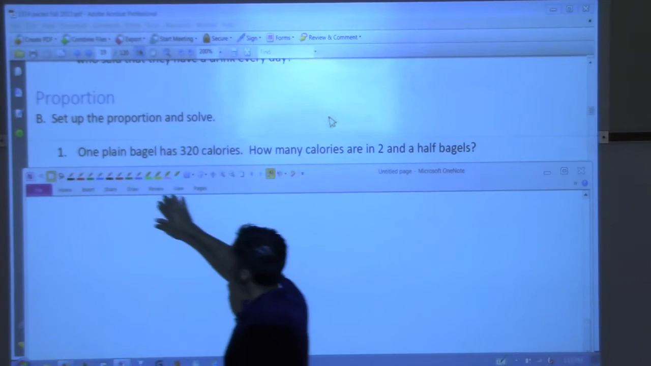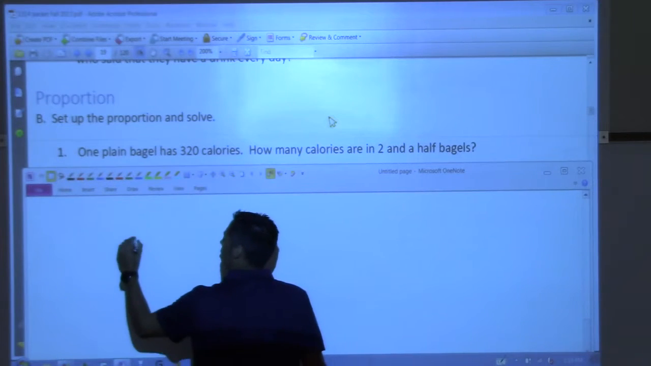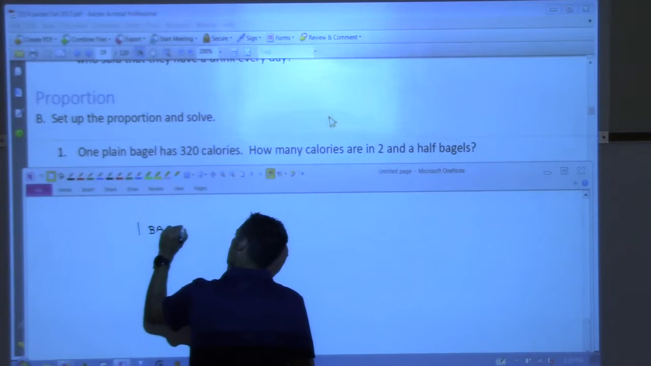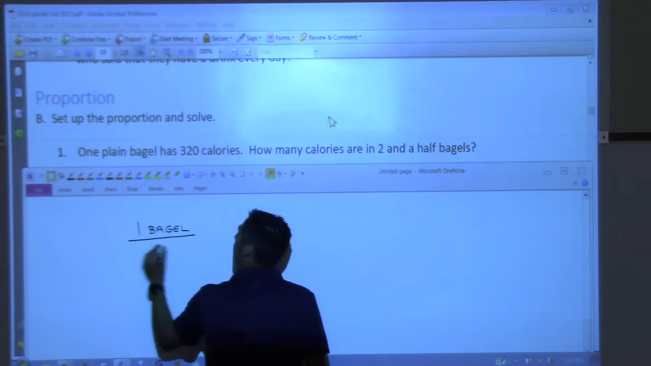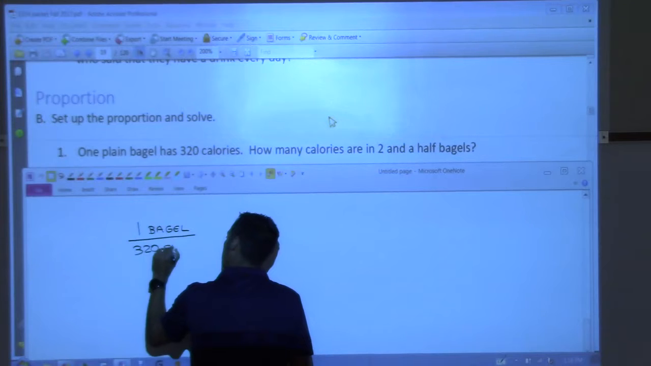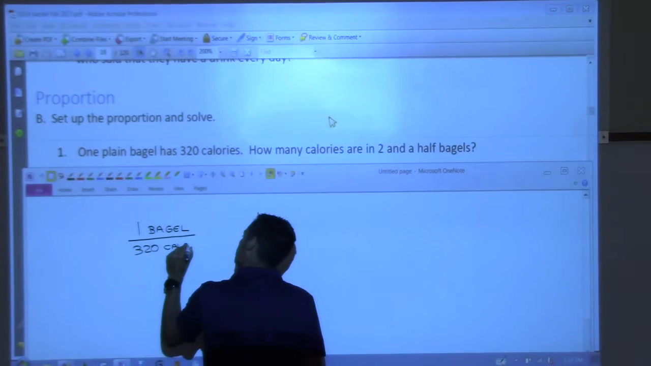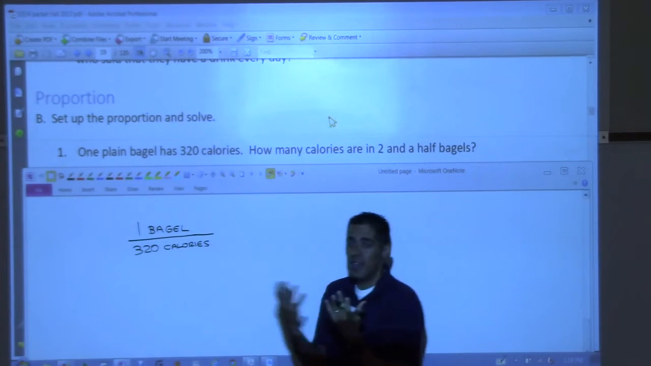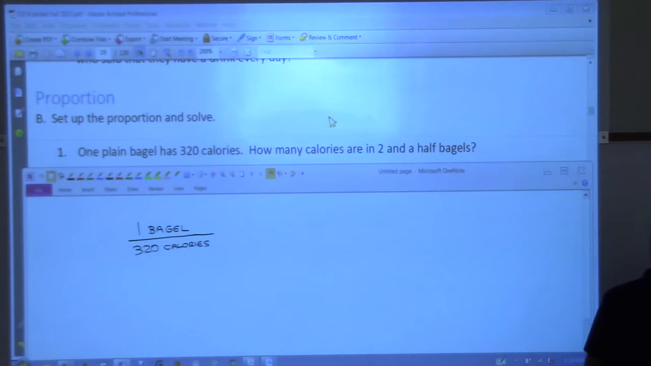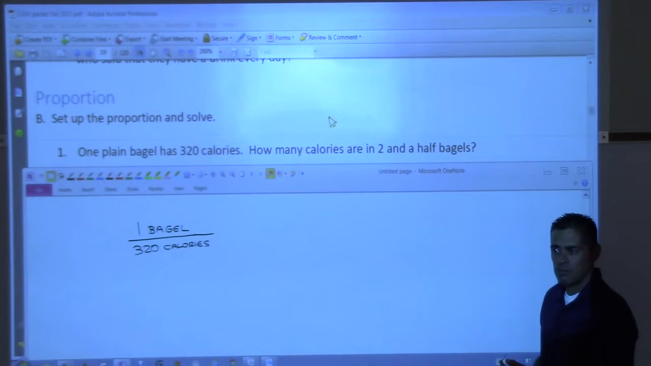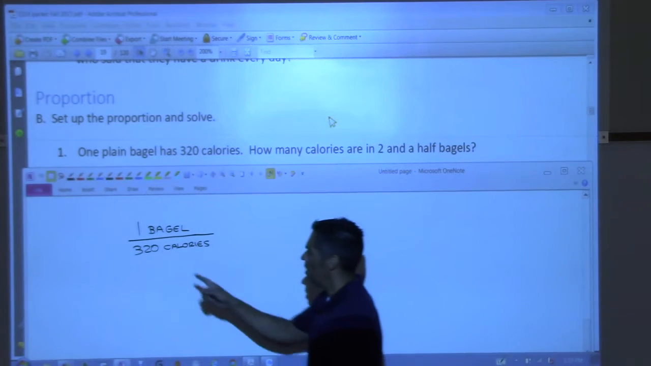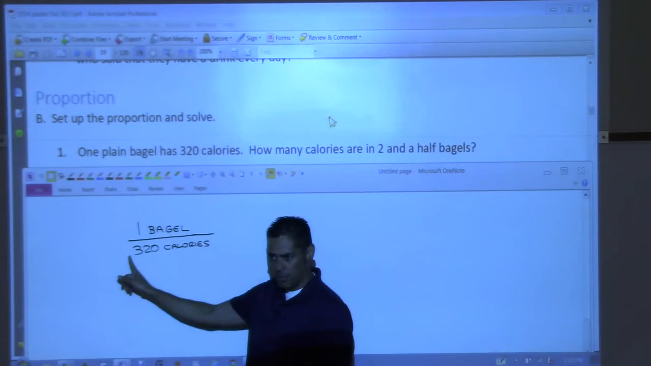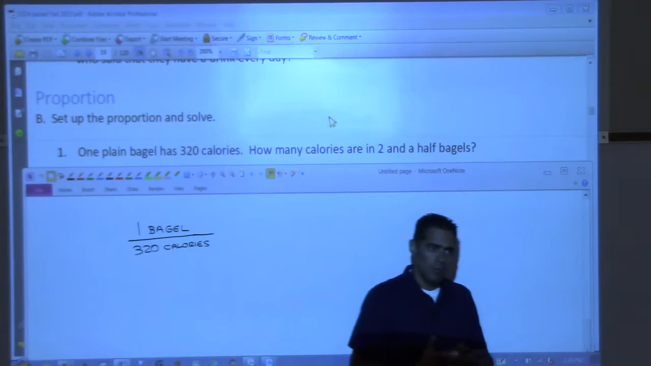So I'm going to take this first sentence and I'm going to write something down. I'm going to write one bagel over 320 calories. And what I've set up is a proportion that was given to me. For every one bagel, it's 320 calories. If I double this, if I put 2 bagels here, this would double. If I triple this, this would triple. So I have set up a proportion.